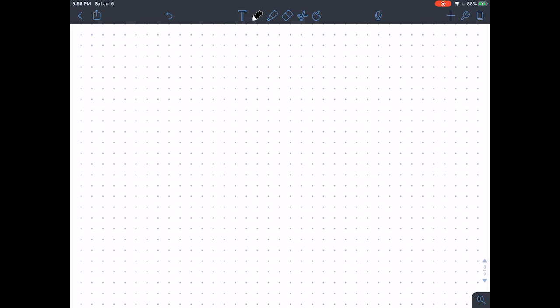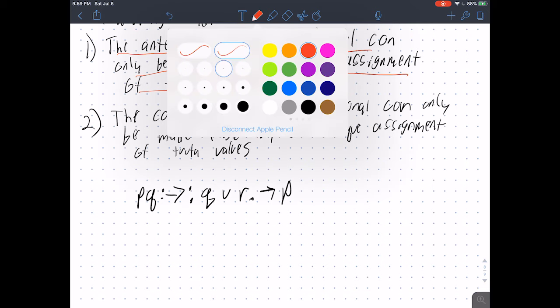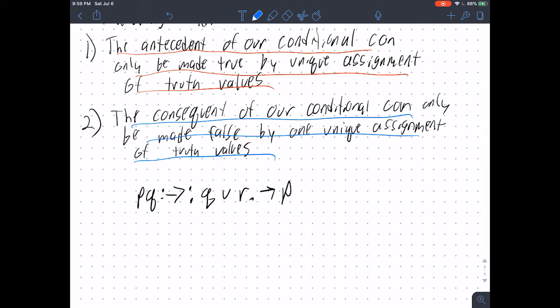So let's consider the schema P and Q, therefore, I guess I don't really need that, but I'll put it there just for readability, Q or R, therefore S. Okay. So, actually, to illustrate, it'll be better if that's therefore P. Okay. So let's remember our two conditions: that the antecedent can only be made true by one unique assignment of truth values, and that the consequent can only be made false by one unique assignment of truth values.